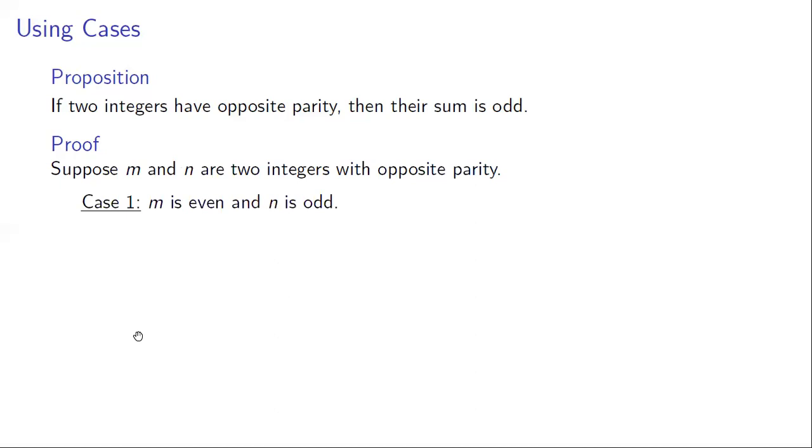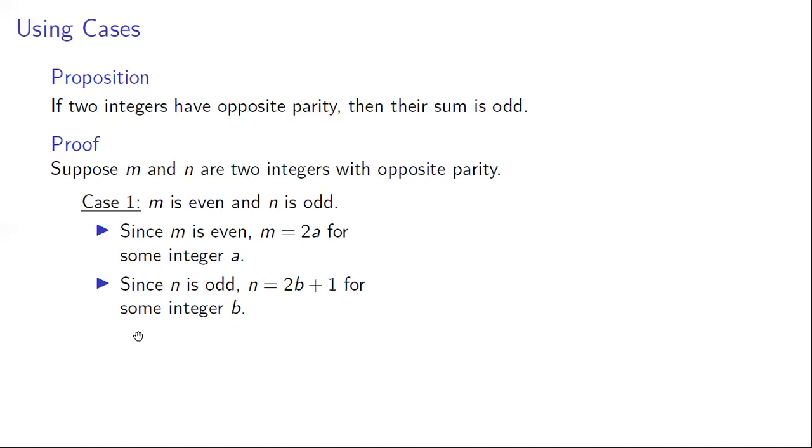Case one is where m is even and n is odd, right? If they have opposite parity, that means one is even and one is odd. So let's first deal with the case where the first one is even and the second one is odd. m is even and n is odd. Since m is even, m is equal to 2a for some integer a. Also, since n is odd, n is equal to 2 times b plus 1 for some integer b. Keep in mind, we cannot reuse a here. We cannot say 2a plus 1, because m is equal to 2a, but that's not necessarily the same a that we're using for n.